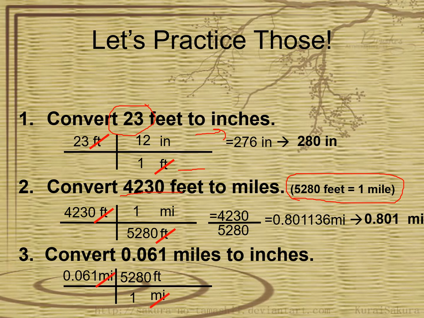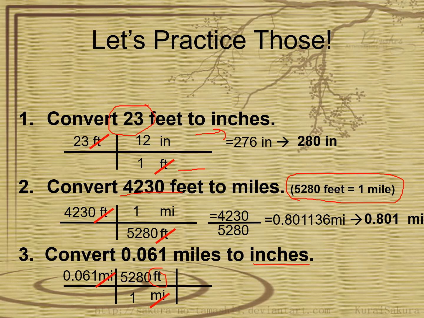Miles cancels out. But notice that we're in feet right here. We're supposed to be in inches. So this is a 2-step conversion problem. In chemistry, we'll do 1-step problems and 2-step problems. And so in this situation, it is a 2-step problem. All right, so we need to add another step.